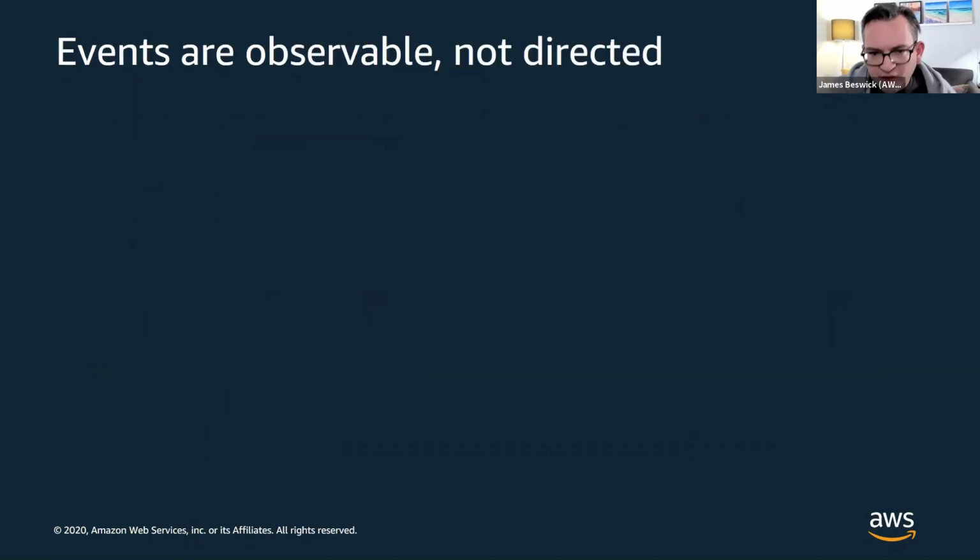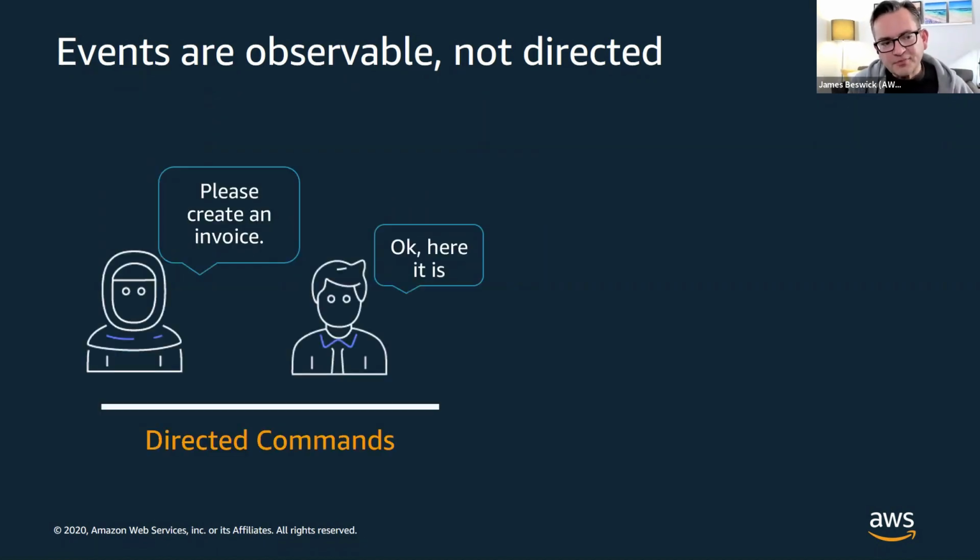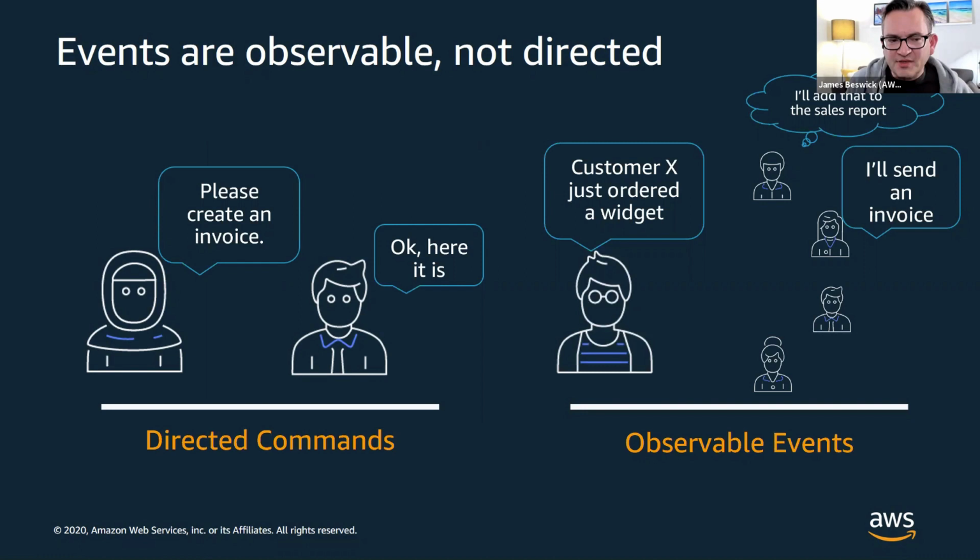Now, I said something a bit earlier that actually is an interesting part of events, and I think is one of the key parts of why all this is really worth thinking about. Events are observable and not directed. So if you think about a directed system where you have the person on the left say, please create an invoice, and then the person on the right responds to that and does some work. If more people are added, the person on the left has to really keep track of what each of these people are doing. In the case of observable events, it's a bit different because the person on the left here simply says, customer X ordered a widget. And then the person at the back hears that and decides to add it to a sales report. Another person hears it, decides to add it to an invoice. And two other people hear it and decide to take no action at all.